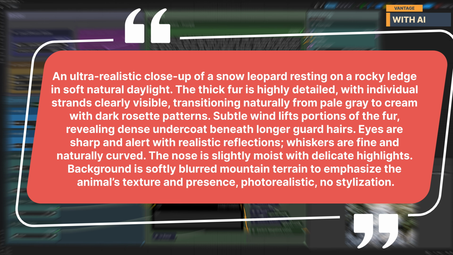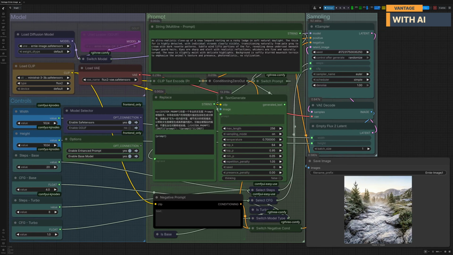An ultra-realistic close-up of a snow leopard resting on a rocky ledge in soft natural daylight. The thick fur is highly detailed, with individual strands clearly visible, transitioning naturally from pale gray to cream with dark rosette patterns. Subtle wind lifts portions of the fur, revealing dense undercoat beneath longer guard hairs. Eyes are sharp and alert with realistic reflections. Whiskers are fine and naturally curved. The nose is slightly moist with delicate highlights. Background is softly blurred mountain terrain to emphasize the animal's texture and presence. Photorealistic, no stylization. Let's run it.